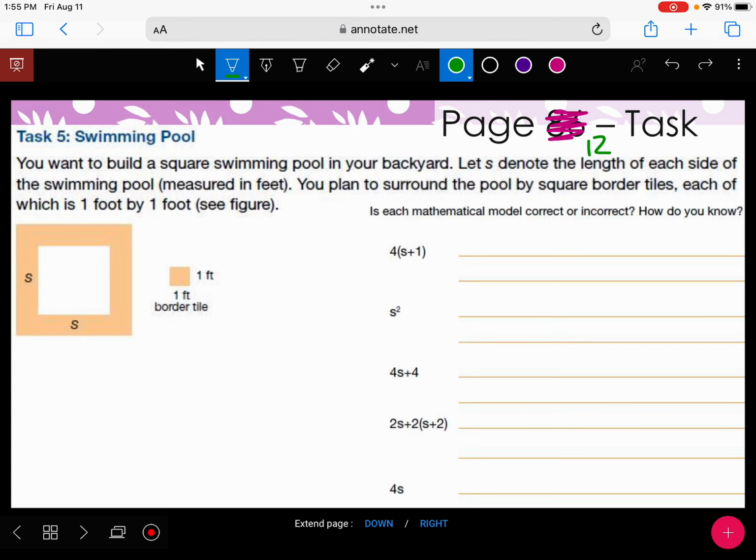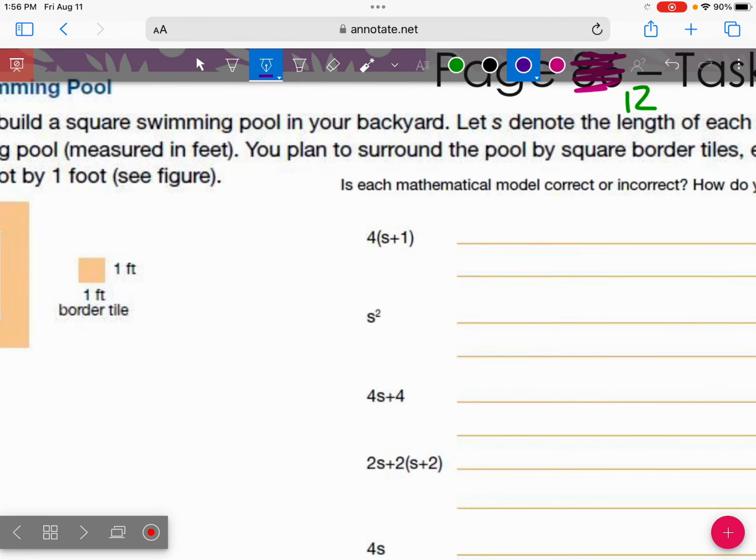All right. What do we think? If the side of my pool is S, does anyone see one that works or doesn't work to build the frame around my pool? If the side of my pool is S, what is S squared gonna be? What is S times S gonna be in terms of my pool?